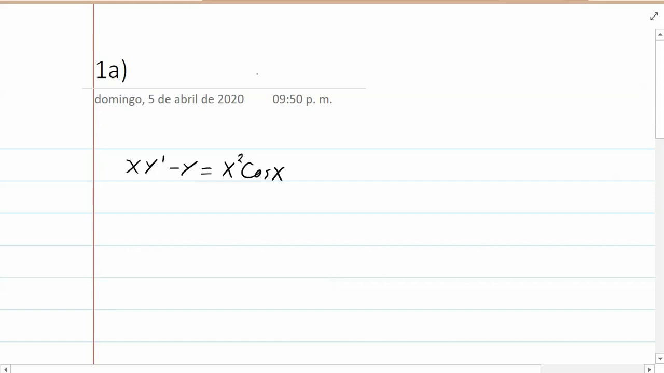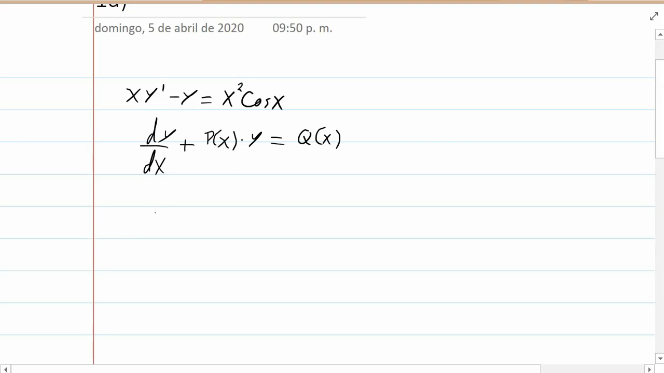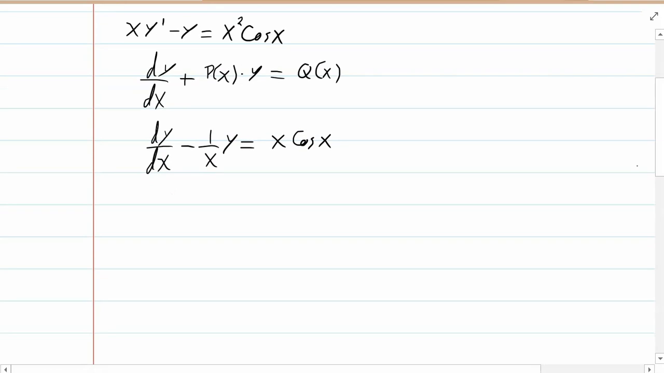This is the solution for question 1a of homework 3. The first thing we need to do is to rewrite the equation in the form dy over dx plus p of x times y equals q of x. So when we write it in those terms, the equation becomes... as you notice, all we had to do is divide the whole equation by x.